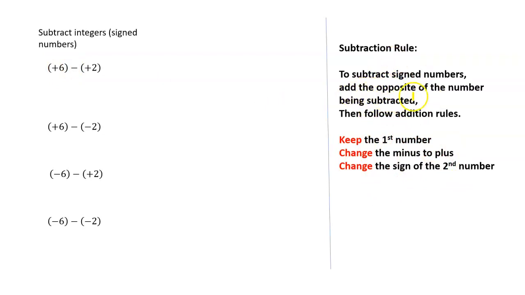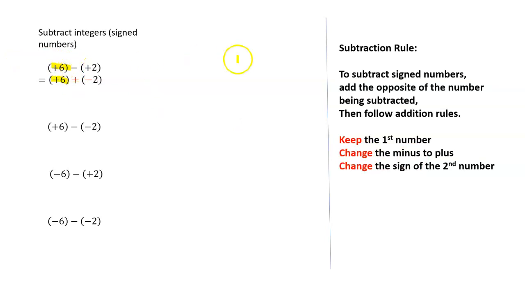What do you mean by add the opposite of the number being subtracted? And it's kind of long. So we are going to rephrase this rule as keep, change, change. Keep means you keep the first number. So plus 6, you're going to keep it. Plus 6, keep it. And change means you change the minus sign to plus.